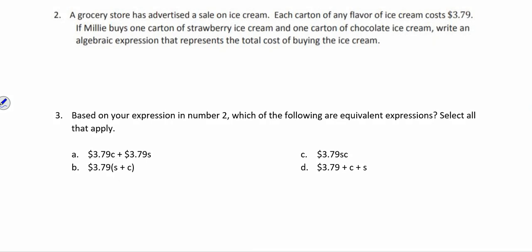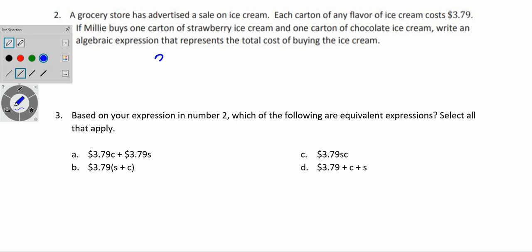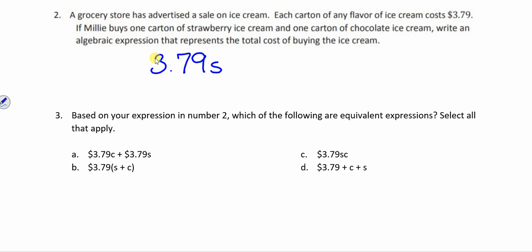So if each carton costs $3.79, then all we're doing is taking 1 carton of strawberry ice cream and then 1 carton of chocolate ice cream and just putting in the price with the variable. Because if we wanted to know how much she was going to end up paying for ice cream, we'd say, okay, so she decides to buy 5 cartons of strawberry ice cream. So she'd buy $3.79 times 5 plus $3.79 times 0 because she decides not to buy any chocolate.